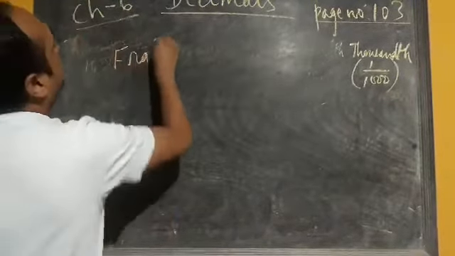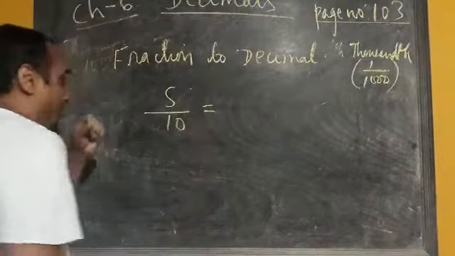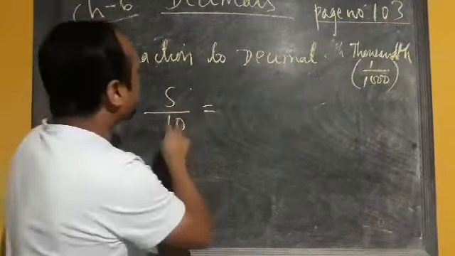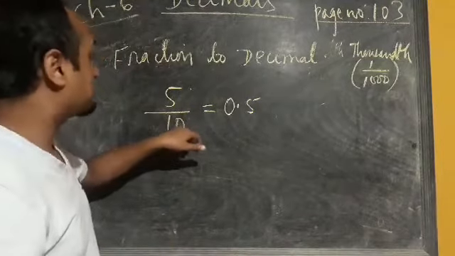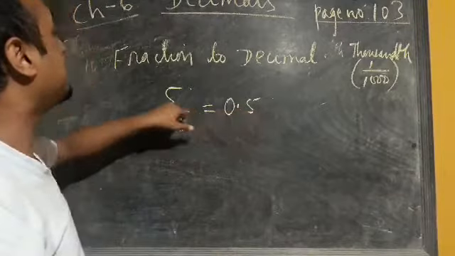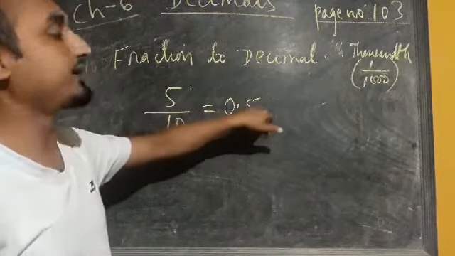Fraction to decimal. Now suppose one fraction is given as 5 by 10. What we have to do is convert this fraction into a decimal. So how can we write this 5 by 10? This 5 by 10 can be written as 0.5, because here we have 10. So this point represents a decimal, and 5 by 10 can be written as 0.5.